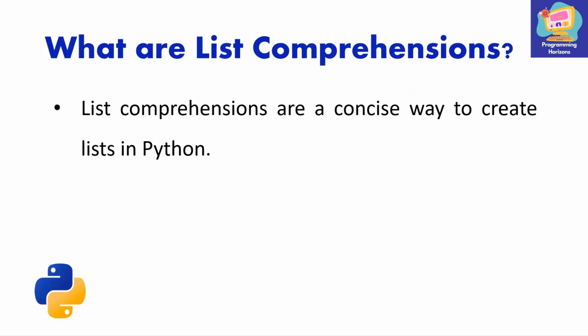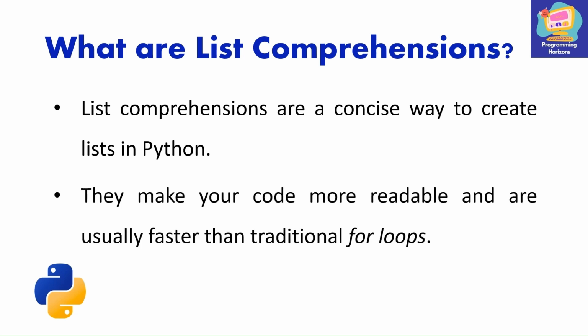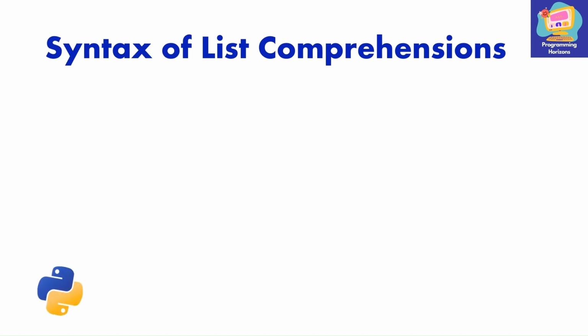List comprehensions are a concise way to create lists in Python. They make your code more readable and are usually faster than traditional for loops. That means instead of writing multiple lines with loops and appends, we can create lists in just one line using list comprehensions. So guys, here is the syntax of list comprehensions.